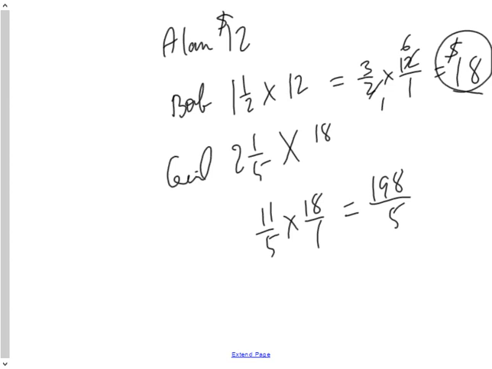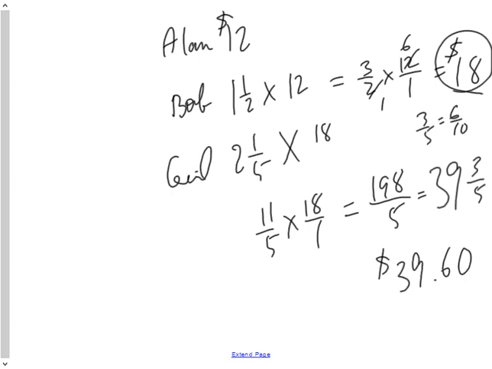5 times 10 is 50, 5 times 20 is 100, 5 times 40 is 200. So I can get 39 of them. That will be 195 and 3/5. So as a fraction, it's 39 and 3/5. Now we're dealing with money here, so that's $39 and 3/5 of a dollar. So since 3/5 is equal to 6/10, and 6/10 is 60 cents, the amount of money Cecil would make is $39.60, the decimal version of that fraction.